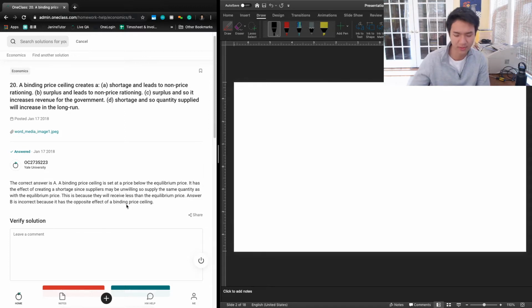So the best way to think about price ceilings and price floors, in my opinion, is just to draw one out either in our head or referring to it on an actual graph. Let's see if I can connect this.